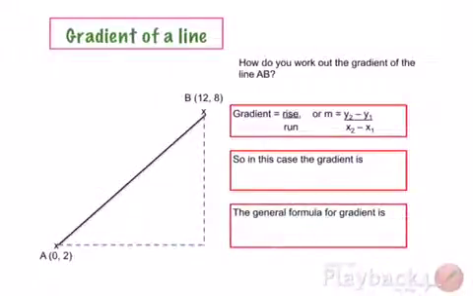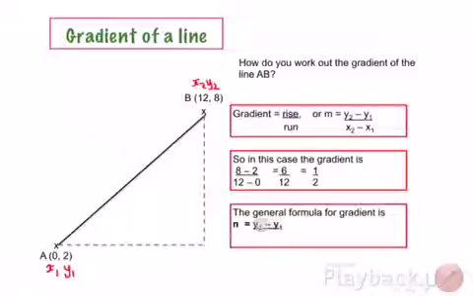The gradient of a line, so we know that the gradient of the line is equal to rise over run, or y2 minus y1 over x2 minus x1. So in this case, if I was trying to find the gradient, I would first of all have to label my points. So if I label my A points x1 and y1, and if I label my B points x2 and y2, then I can plug them into my formula. So in this case, I'm going to end up with 8 take 2 over 12 minus 0, which is equal to 6 over 12, which is equal to a half. So the gradient of this line is a half.